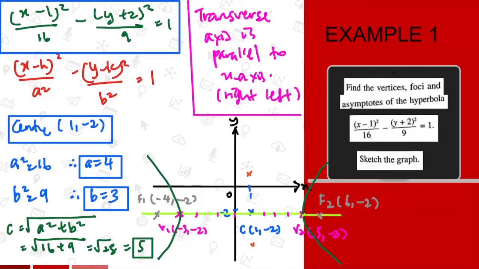Let's utilize this distance in order to find your asymptote lines. So go up from your vertices as much as b distance and go down as much as b distance. Okay, so connect the dots, the edges there, and then let's connect the 2 edges here.